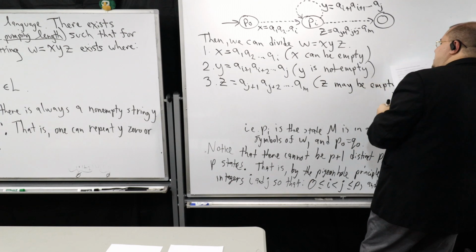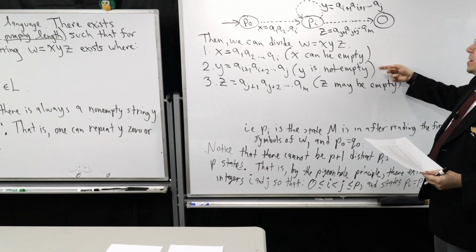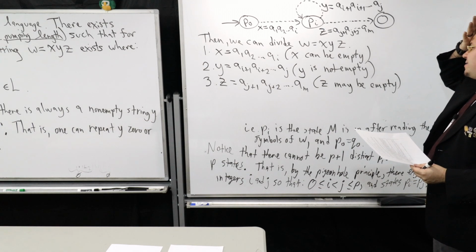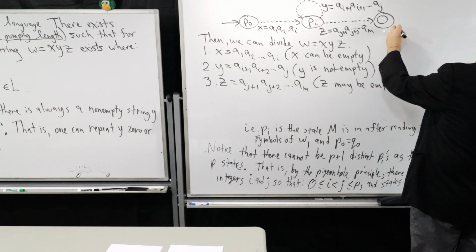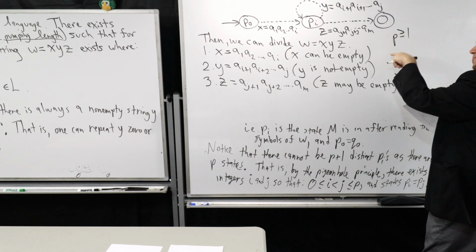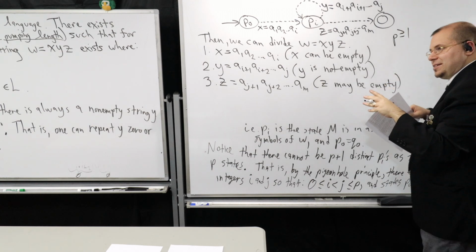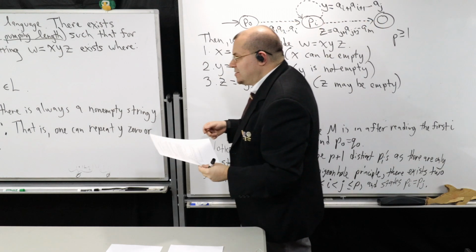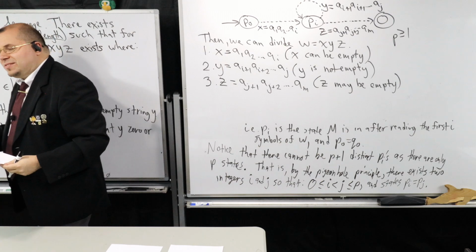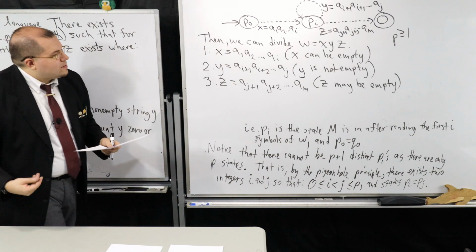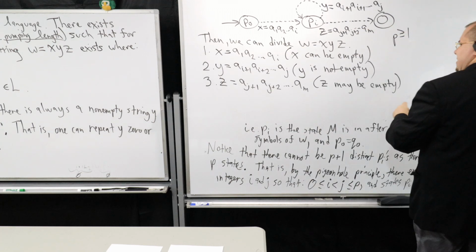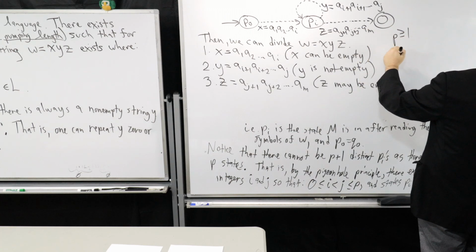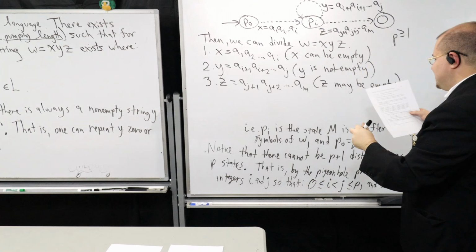Now, if you're having a hard time seeing why this is the case, think about it. The machine has at least one state, so p is greater or equal to 1. This constant has to be positive, so you know that this thing is going to have to read at least some symbol. I'm not going to get too much into the details. I think this is enough to talk about, so I'll just leave it at this.